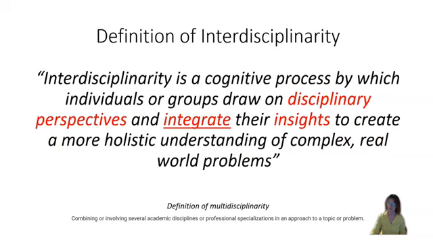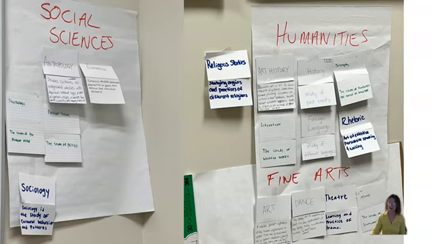I'd like to start off with a definition of interdisciplinarity to help distinguish it from its often conflated neighbor, multidisciplinarity. The difference between the two being that interdisciplinarity draws on disciplinary perspectives and integrates their insights to create a more holistic understanding of complex real-world problems, where that integration is absent in multidisciplinarity, which is really more of a combination of insights. I always start off with my undergraduate classroom with talking about why we need to do interdisciplinary work.